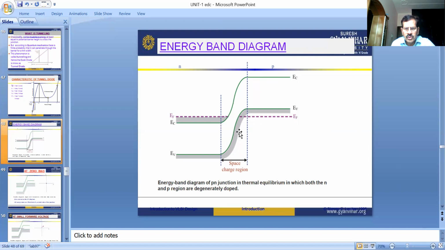So here is the space charge region. Basically, the space charge region is generated across the junction of a PN junction device. Mostly there are immobile charge carriers across the junction. This is the space charge region or depletion region. There are immobile charge carriers deposited across the junction.